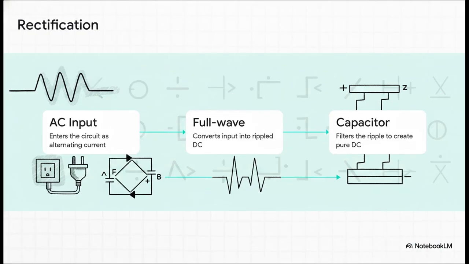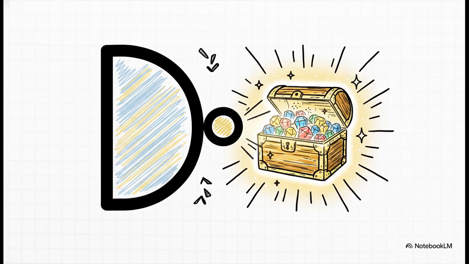To shape power, full-wave rectifiers turn AC into ripple DC, and a parallel capacitor filters it perfectly smooth. Okay, let's talk logic gates. This high-yield topic practically guarantees 1 or 2 exam questions every single year.